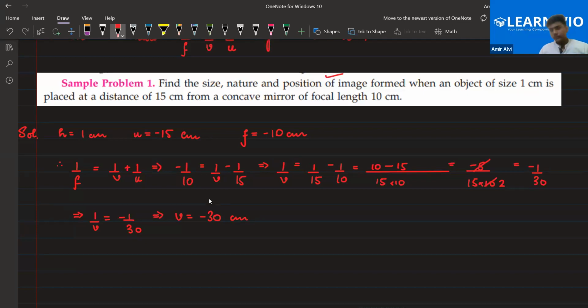Now we have got the position of the image, that is negative 30 centimeter, right? As you can see, it is negative 30 centimeter. So negative is there. It means that the image is formed on the same side of the object. It means that it is going to be a real and inverted image, right everyone? Because it is forming in front of the mirror, not behind the mirror. So all the images formed in front of the mirror will be negative, right?